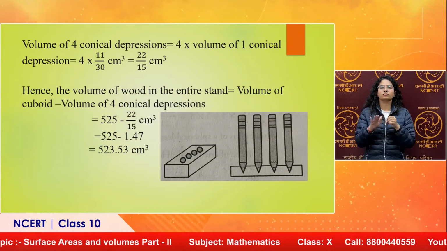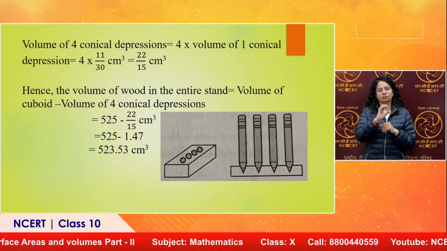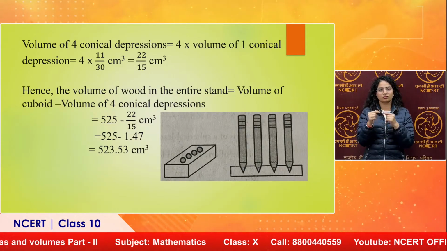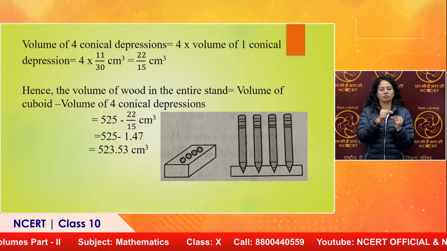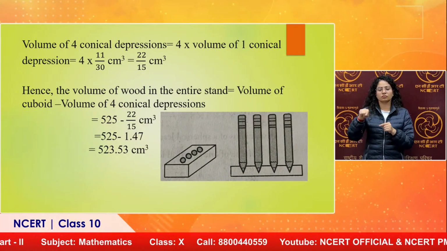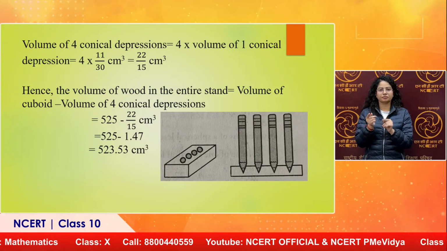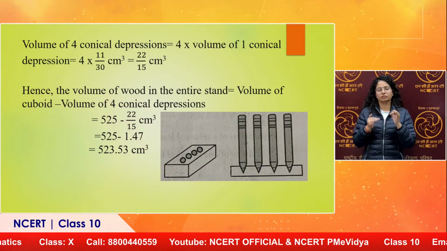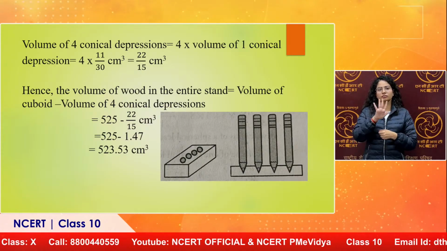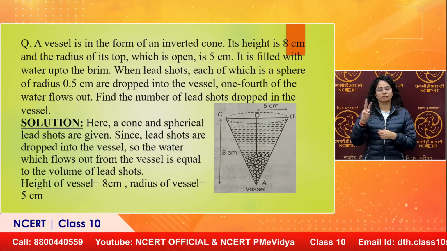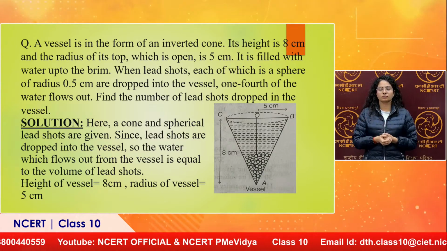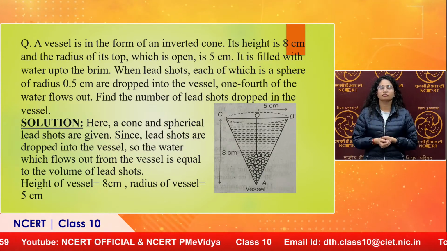So, you can see here 525 is the volume of the cuboid, and the volume of 4 conical depressions, children, is 22 upon 15 centimeter cube. On computation, we find that the left out wood in the entire stand will be 523.53 centimeter cube.